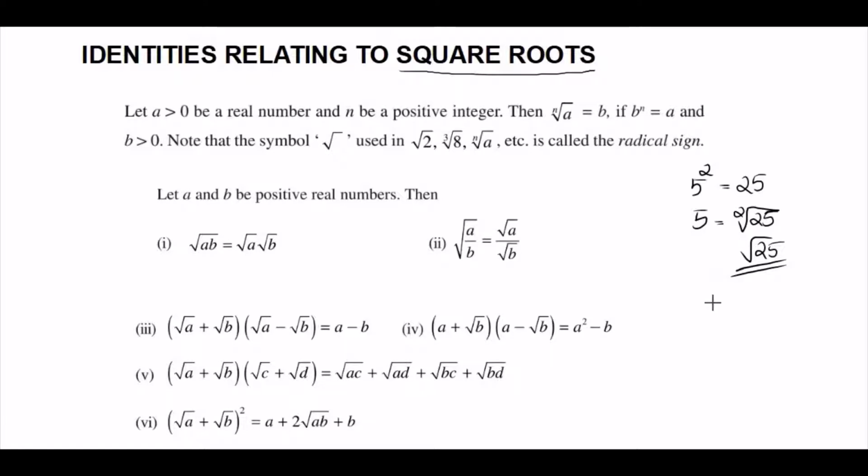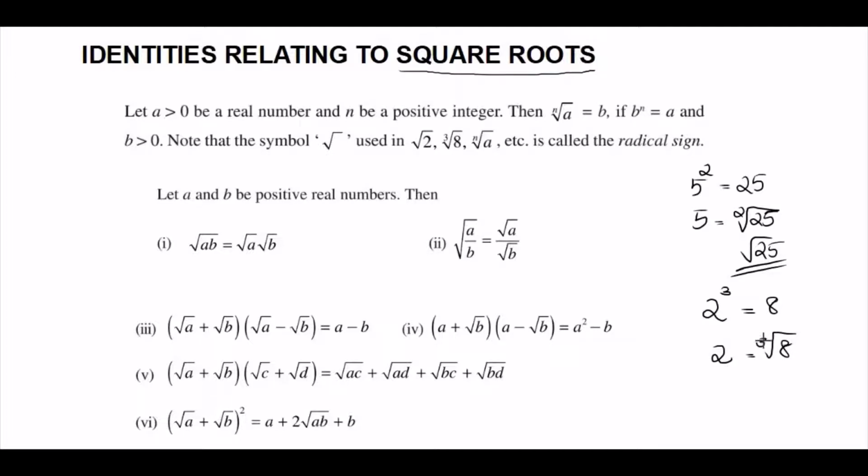Now let's take another example. Let's take the positive number as 2. That is, I'm taking b as 2. 2 cube is 2 into 2 into 2, that is 8. We learned that if b raised to n is equal to a, then b is the nth root of a. So here b is 2, and n is 3. So cube root of 8. You can write 2 is equal to cube root of 8.